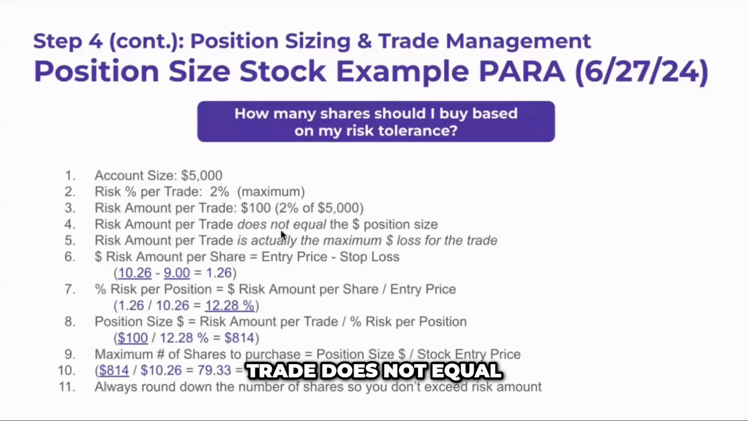The risk amount per trade does not equal the dollar position size. So this amount is not the position size, it's the amount you're willing to risk. The risk amount per trade is actually the maximum loss for the trade. This is your maximum loss, $100.